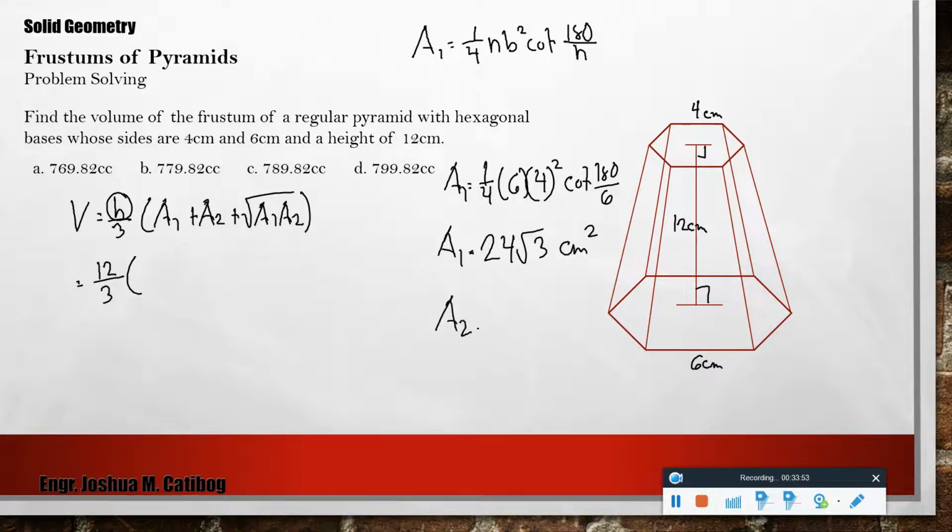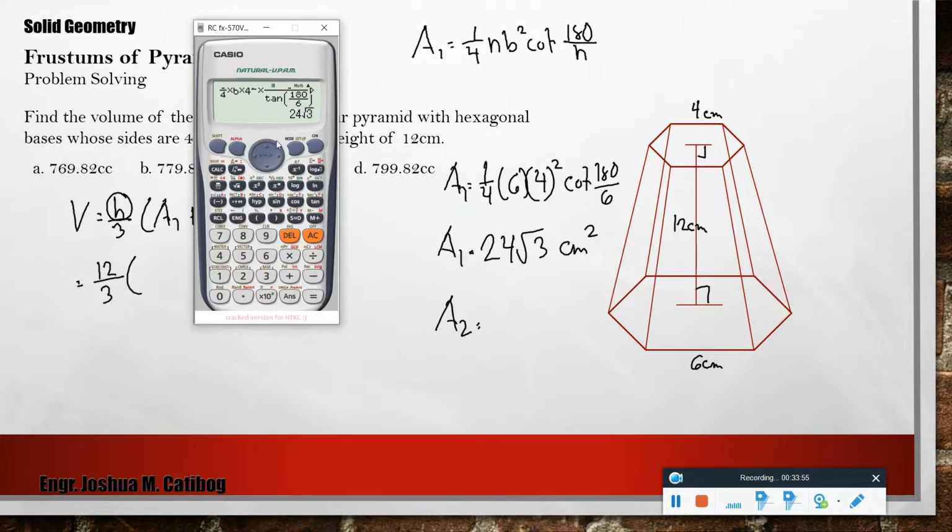So, yung A2 po natin, so we are going to use the same formula. So, baguhin ko na lang yung andi dito. Okay, palitan ko na lang yung ating side. So, yung 4 po, gagawin ko ngayong 6 din.